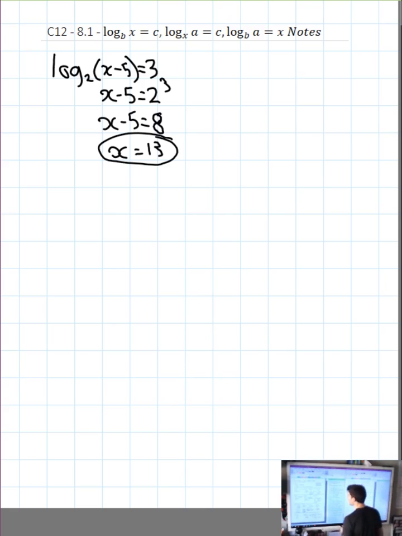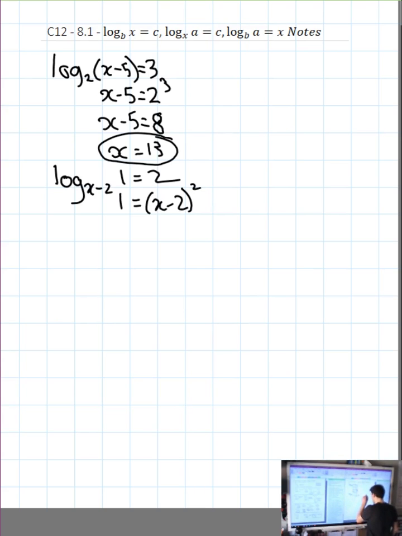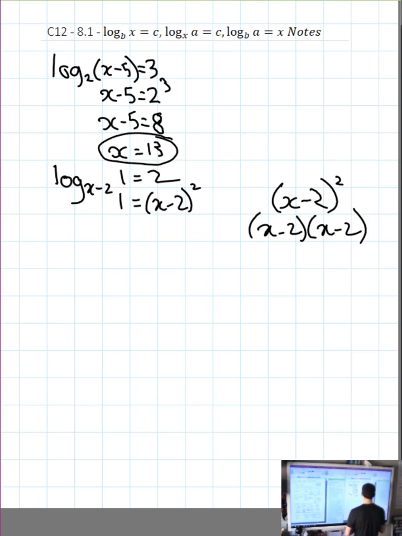So let's take a look at another example, a little bit more interesting. Let's go for log, and this time we're going to have a binomial in the base, x minus 2, of 1 equals 2. Well, I know the thing I'm logging is equal to the base to the other side. Now, I know this may look simple and you may usually not forget this, but a binomial squared means we have to multiply them together.